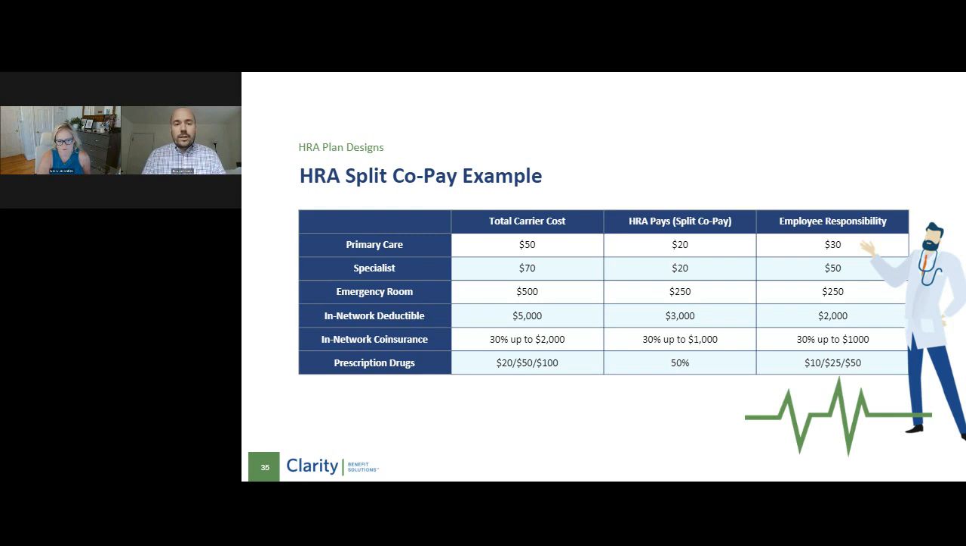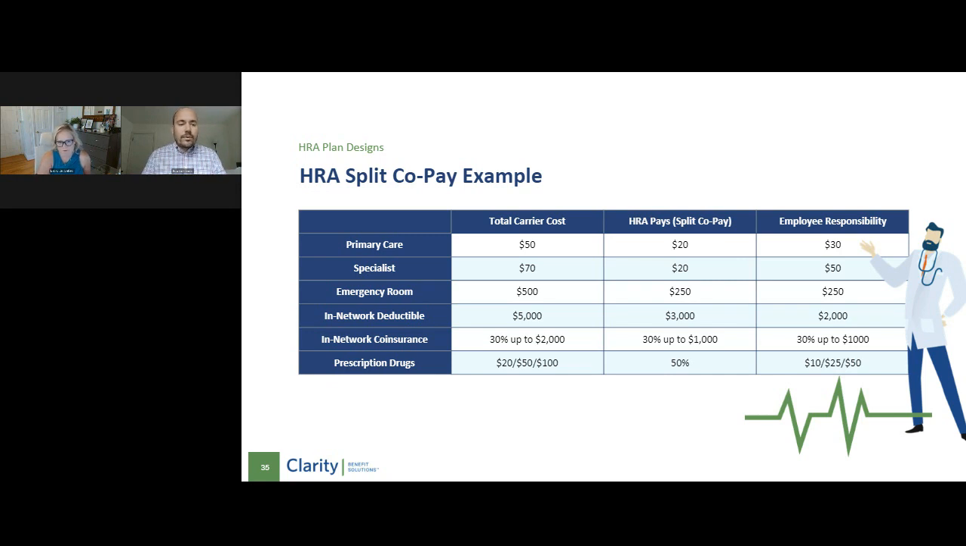And the really cool part is if you also layer that with an FSA, one card swipe, and the card can pull $20 out of the HRA and the remaining 30 for primary or 50 for specialist in this example out of the employee's FSA with one card swipe. Same concept here with the emergency room. The emergency room copay was $250. Let's say it went up to $500. Let's use the HRA to cover that increase.